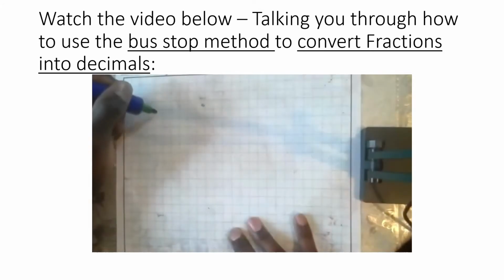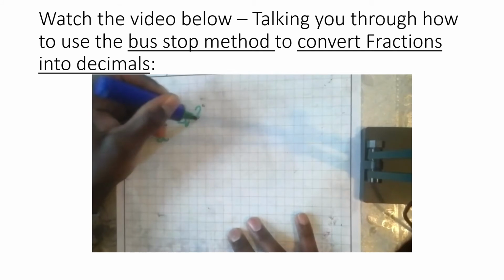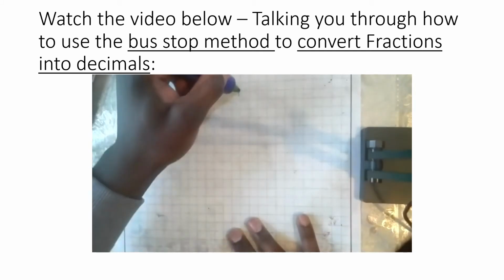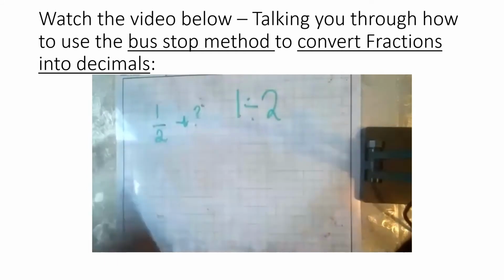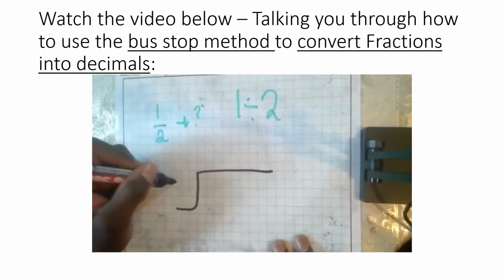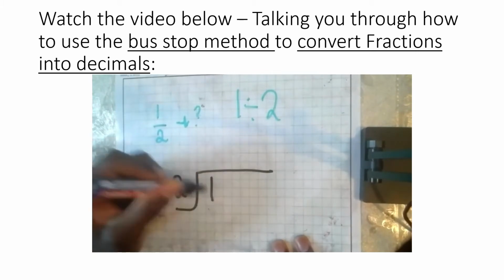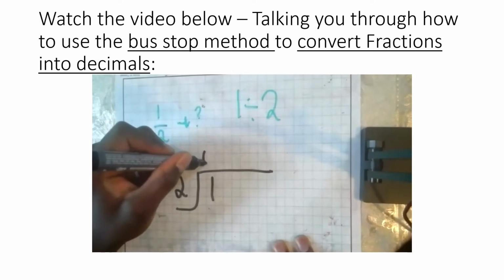So if I was converting 1 over 2 into a decimal, we're going to do 1 divided by 2. And we're going to use the bus stop method. So 2 goes there, 1 goes there. And you start off by asking yourself, how many 2s go into 1? 0.